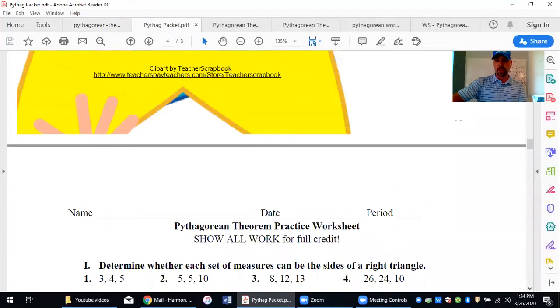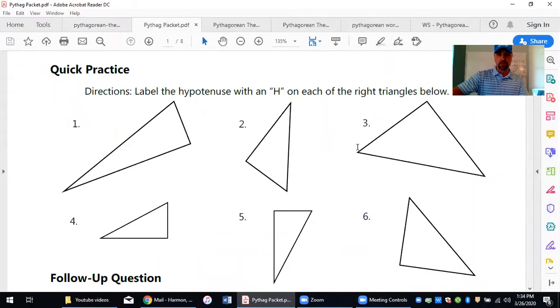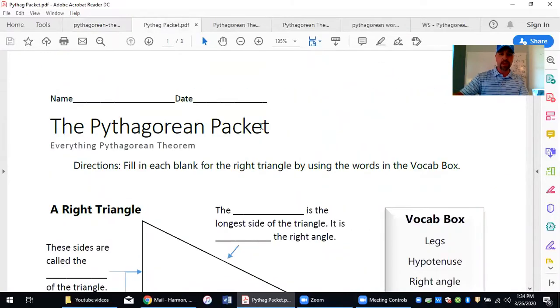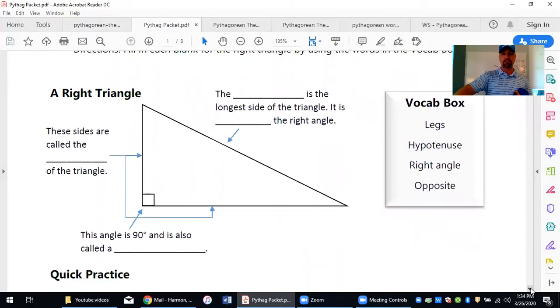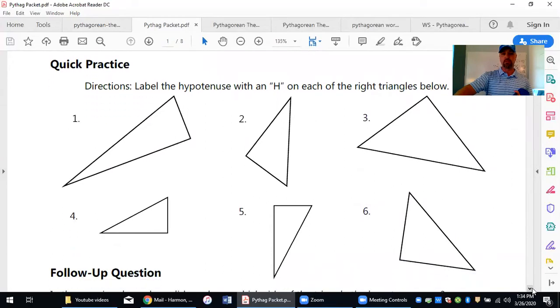Okay, so here's another packet that I sent out. This is a pretty good packet too. It starts with you labeling the right triangle. So there's your vocabulary box. Legs, hypotenuse, right angle, and opposite. Let you guys work that out.